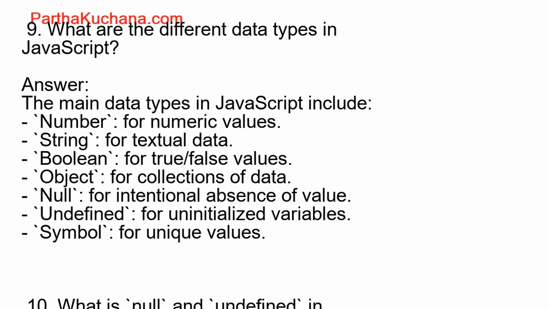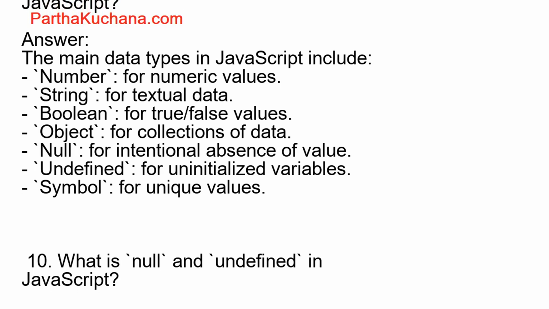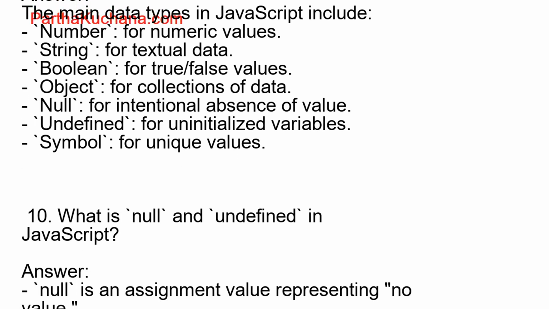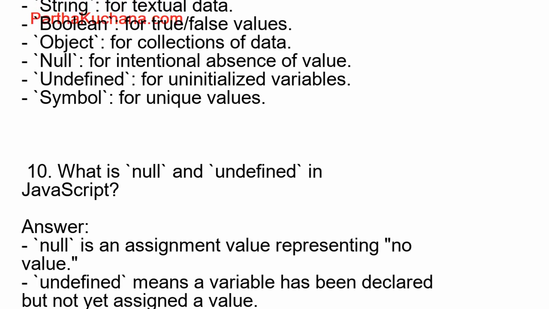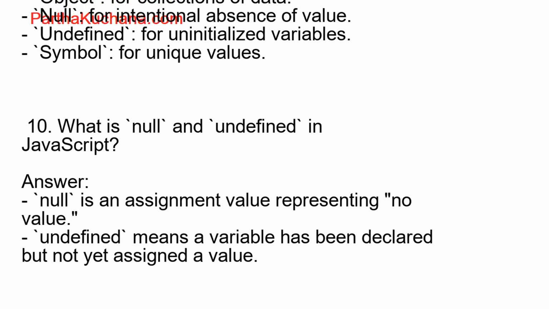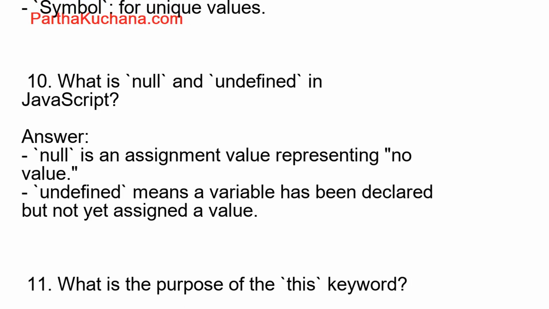11. What is the purpose of the this keyword? Answer. This refers to the object it belongs to. Its value is determined by how the function is called. In global scope, this refers to the global object, while inside a method it refers to the object that called the method.